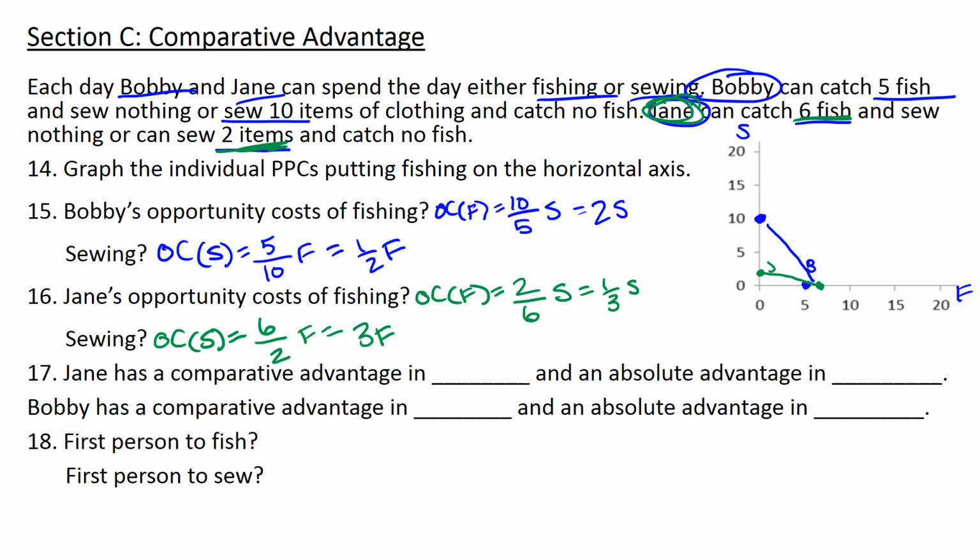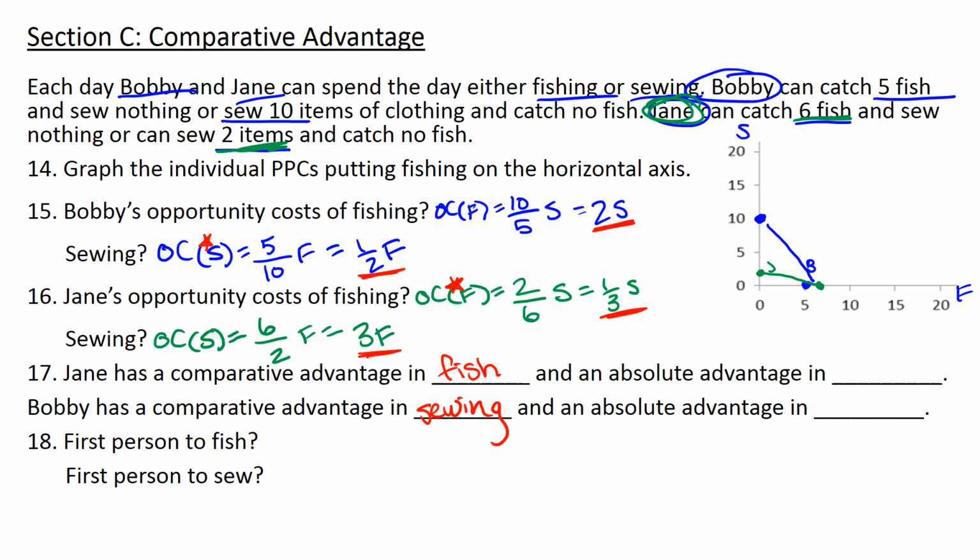To determine comparative advantages, we need to look at the opportunity cost. For fish, we're either giving up 2 sewed clothes or 1/3. We'd much rather lose 1/3, and so that means Jane can make fish more cheaply. Then looking at the opportunity cost of sewing, we have 1/2 of a fish or 3 fish. 1/2 of a fish is a lower cost, and so sewing is cheaper for Bobby to do in terms of opportunity cost. So Jane must have a comparative advantage in fish because she gives up fewer sewed clothes to fish. And Bobby must have a comparative advantage in sewing because he gives up fewer fish when he goes to sew.